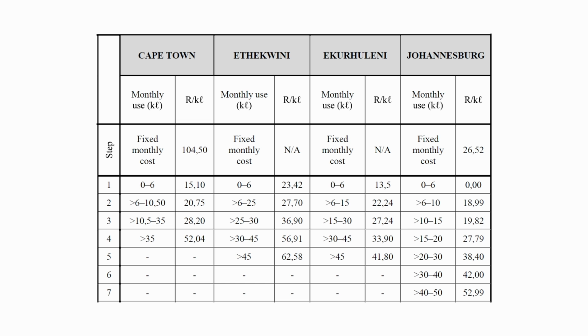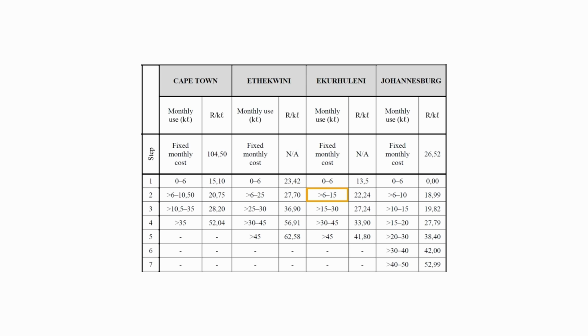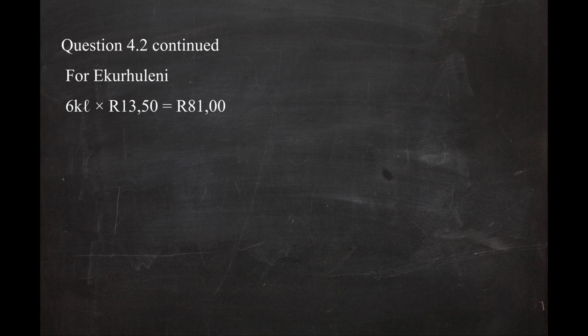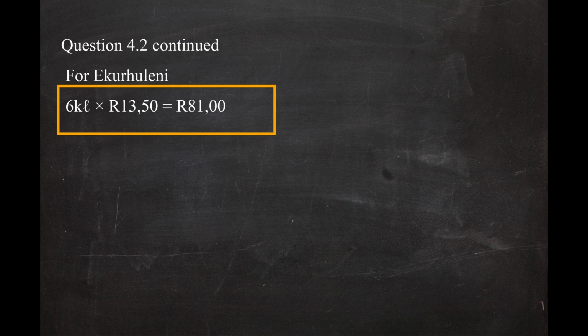In step 2, the range of water consumption is greater than 6 kiloliters to 15 kiloliters. The maximum amount of water consumption that can be charged for in this step is 15 kiloliters minus 6 kiloliters. This equals a maximum amount of 9 kiloliters. This means that you will be charged 22 Rand 24 cents per kiloliter up to a maximum of 9 kiloliters of water consumption. You must find the difference between the maximum value in step 2 and the maximum value in step 1 because you have already been charged for the usage of 6 kiloliters in step 1.